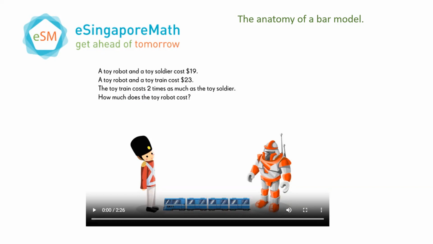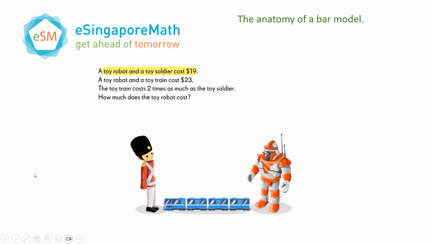I would like you to notice several aspects of what we're looking for when we're done. But first, I want you to notice, as this problem goes along, this is a fairly difficult problem. I would hope that you're going to be able to see how the bar model makes this fairly difficult problem accessible. Here we go. A toy robot and a toy soldier cost $19. A toy robot and a toy train cost $23. The toy train costs 2 times as much as the toy soldier. How much does the toy robot cost?